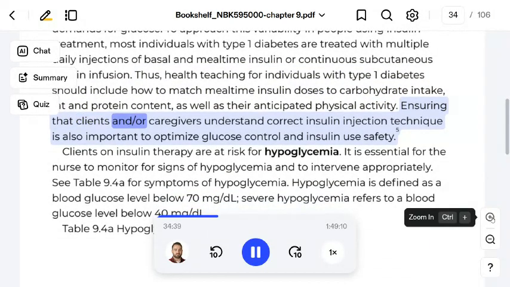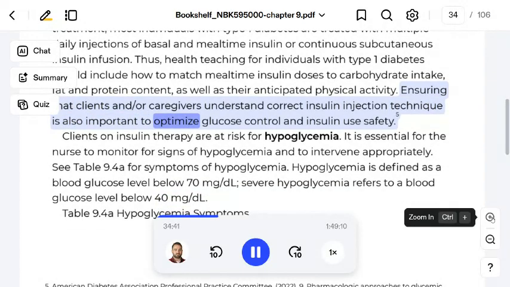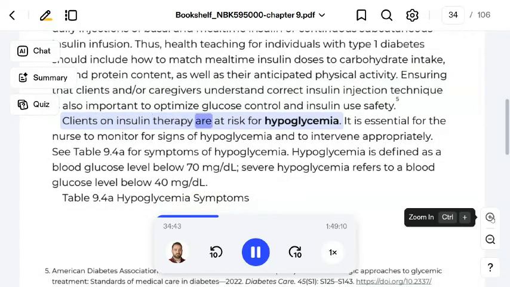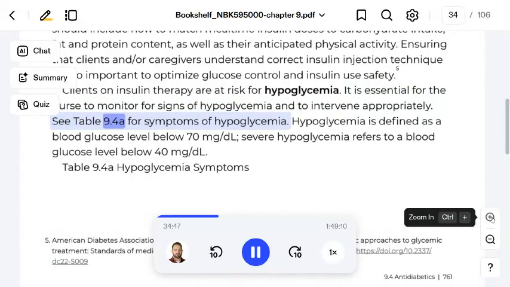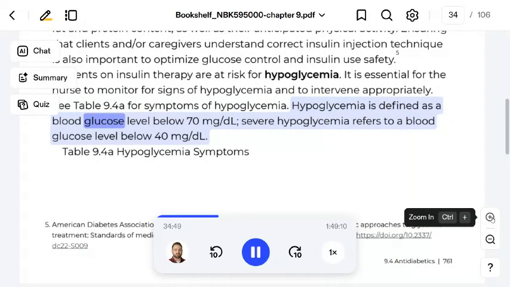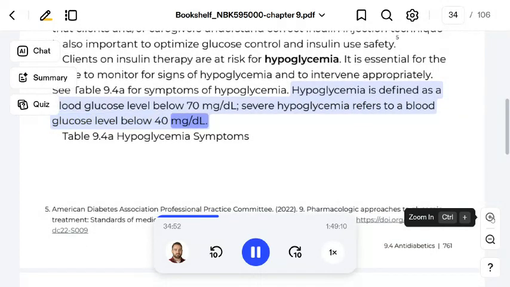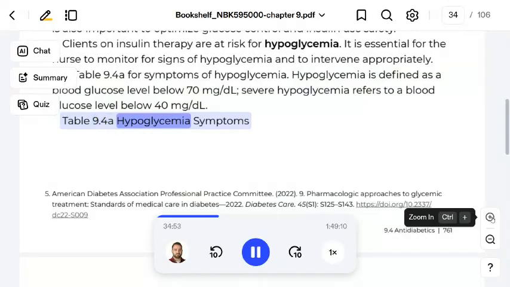Ensuring that clients and/or caregivers understand correct insulin injection technique is also important to optimize glucose control and insulin use safety. Clients on insulin therapy are at risk for hypoglycemia. It is essential for the nurse to monitor for signs of hypoglycemia and to intervene appropriately. See Table 9.4a for symptoms of hypoglycemia. Hypoglycemia is defined as a blood glucose level below 70 mg/dL. Severe hypoglycemia refers to a blood glucose level below 40 mg/dL. Table 9.4a: Hypoglycemia symptoms.